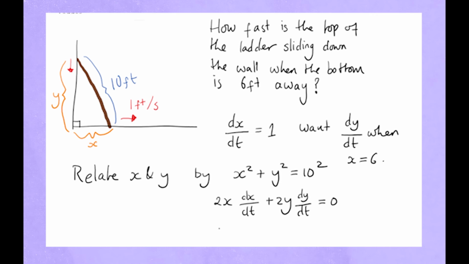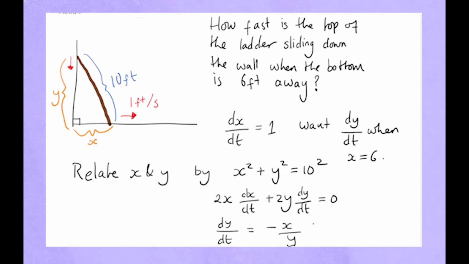We can solve this for dy/dt equals negative x over y times dx/dt, so we need to know x, y, and dx/dt. x is 6 and dx/dt equals 1, as given in the problem statement. To find y, we use our Pythagorean relationship again, and find that y is 8. Plugging everything in gives us dy/dt equals negative 3 over 4 feet per second. This quantity is negative because the ladder is sliding down the wall, so the quantity y is decreasing.